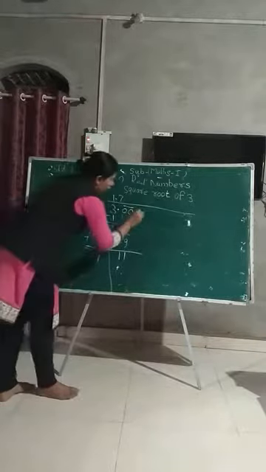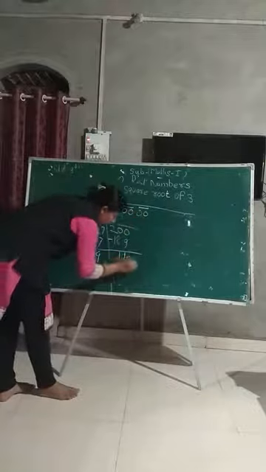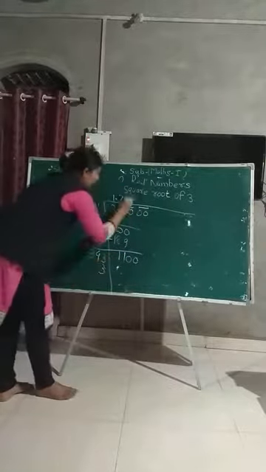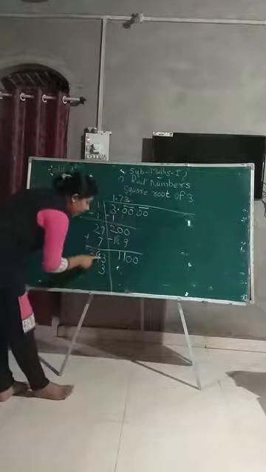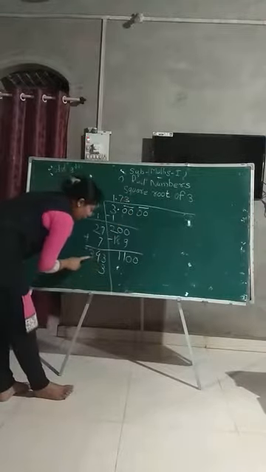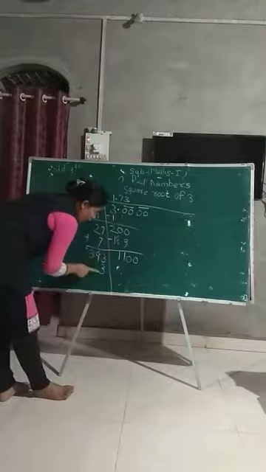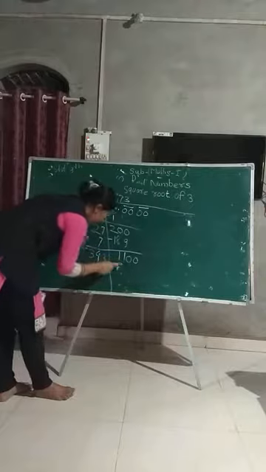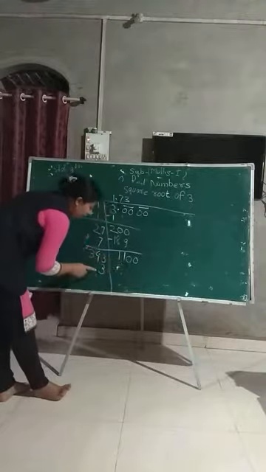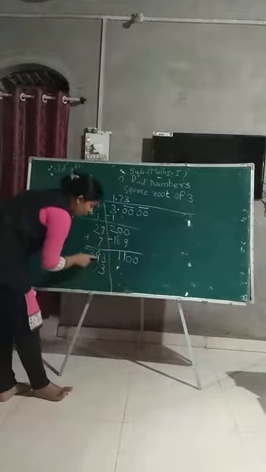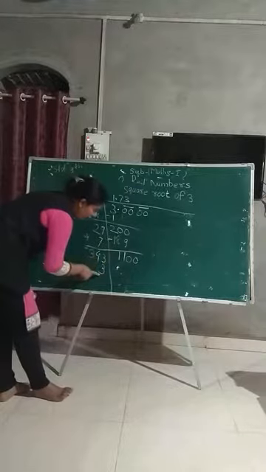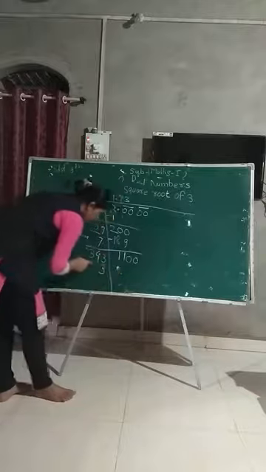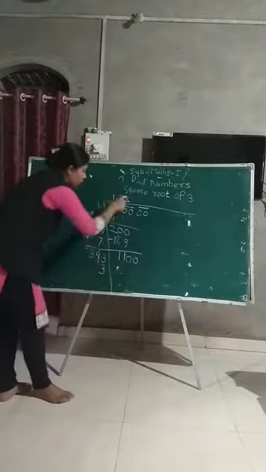Next, take a group of 2 zeros. Here also take 2 zeros. And here take number 3, 3 times. If we take number 4 here, the multiplication of 343 and 4 will be greater than 1100. If we take 343 into 3, we get a number which is less than 1100. So here we take number 3, 3 times.